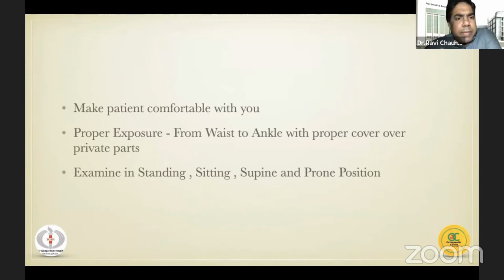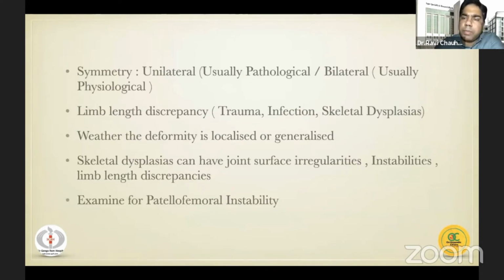Before moving further, make the patient comfortable. Proper exposure from the waist to the ankle, with proper cover over the private parts. Examine in standing, sitting, supine and prone positions. Follow the proper guidelines. We have to examine for symmetry, whether it is unilateral, because usually unilateral is pathological, and bilateral is usually physiological. Limb length discrepancy, whether the deformity is localized or generalized, skeletal dysplasias.